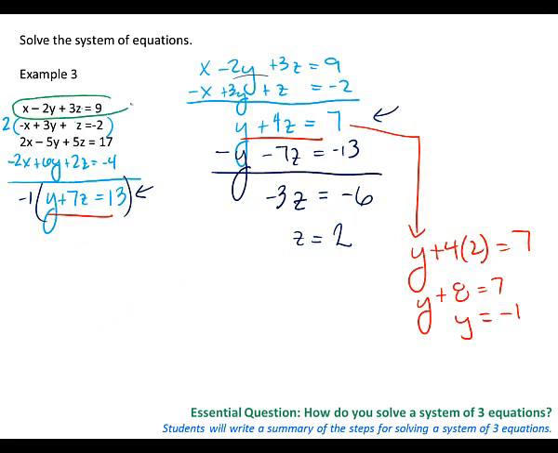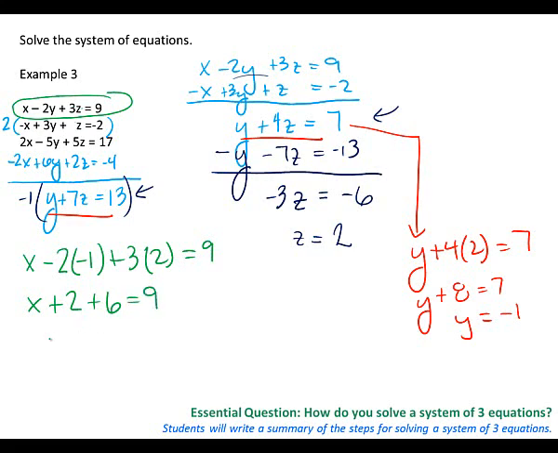Okay, so we're choosing to do the first one, and I'm going to substitute in both the y and the z that we found. So I've got x minus 2. What's my y value? Good. Plus 3 times 2 equals 9. 2 times negative 2 times negative 1 is? 2. 3 times 2 is? 6. Good. What's 2 plus 6? 8 equals 9. X equals 1. All right. So, what is my coordinate?